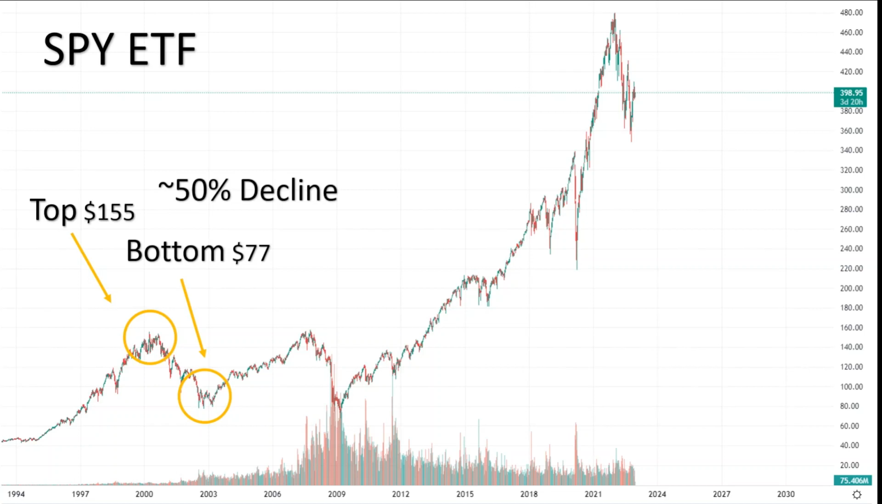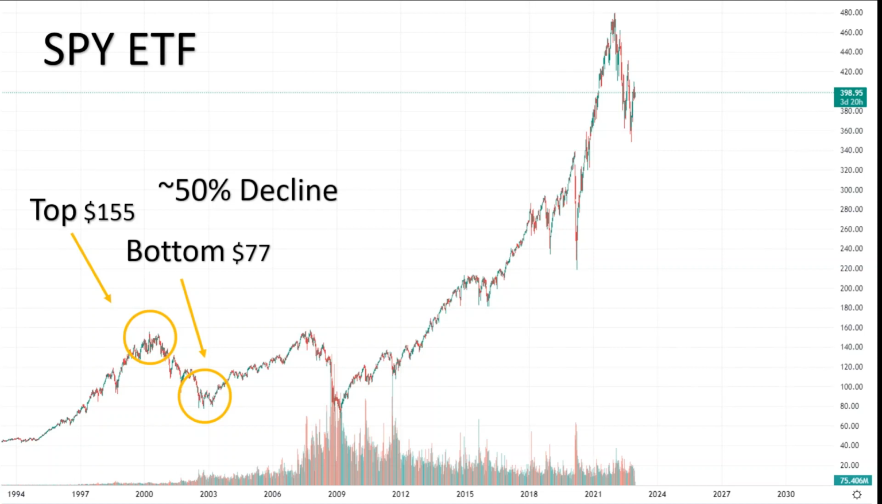So the dot-com crash happened around the year 2000. The top for the SPY ETF was $155 per share back then. And at the bottom of the crash, it was $77. This means that the market saw about a 50% decline before it made any significant highs, which were higher than the dot-com height. So what does this mean for us?